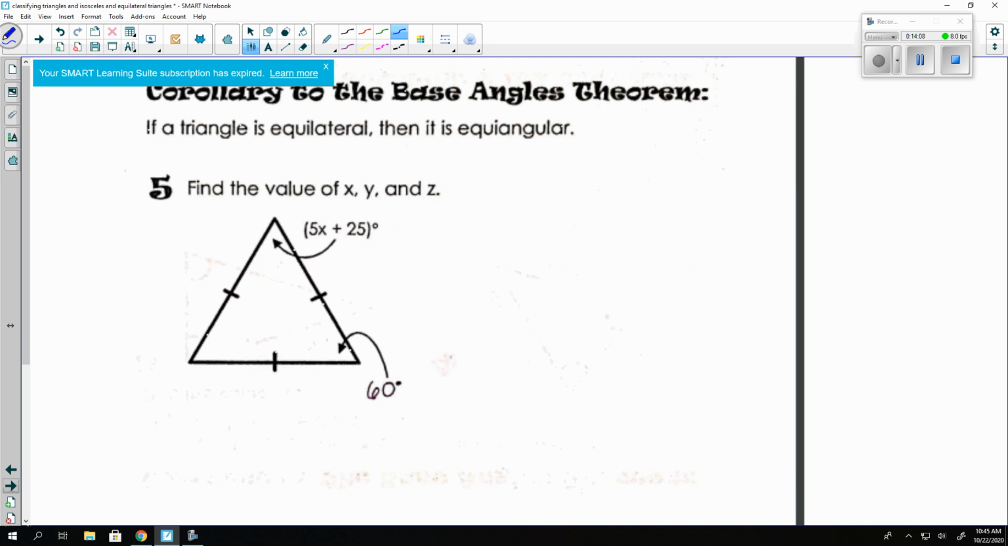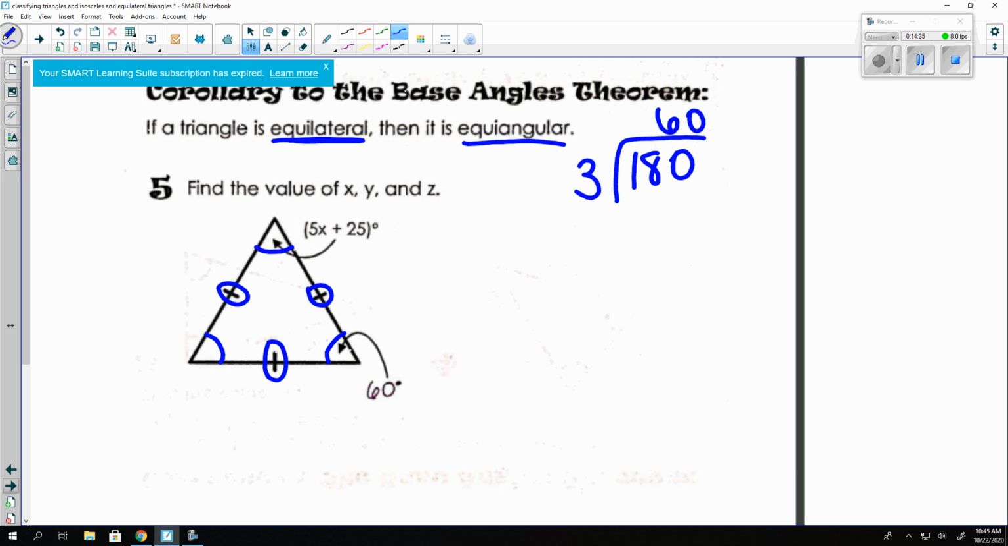So it gives us a little bit more with our angles. If a triangle is equilateral, then it is equiangular. Okay, so we see three congruent sides. So that automatically tells me all three of my angles are the same. And here, that's 60. Remember, where does that 60 come from? 180 divided by 3, which is 60. Because if all three are the same and they all have to add up to 180, they each have to be 60. So now 5x plus 25 has to equal 60.